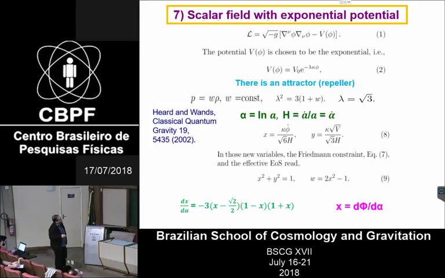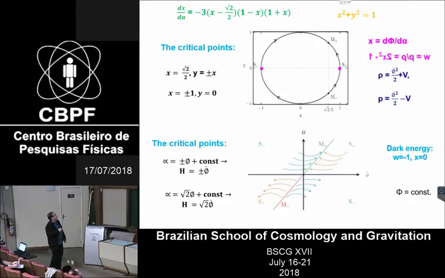And then, defining this quantity, the Friedmann equation becomes this thing here, okay? With w, p over rho, equal to 2x squared minus 1. So this x here is essentially defined by alpha dot. And for the other dynamical equation, using alpha as some kind of time, you have this equation here, where you have these critical points. So these are the equations, and you have these critical points here, okay?